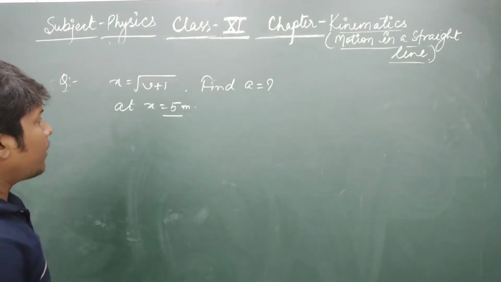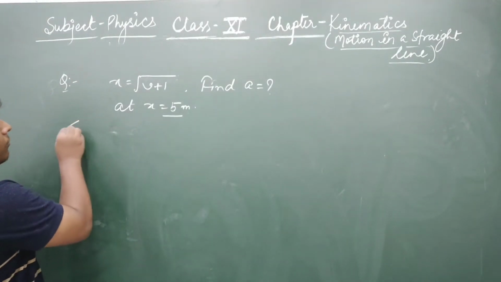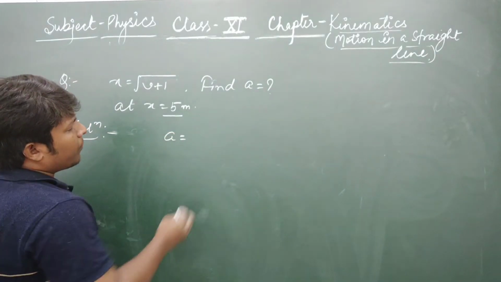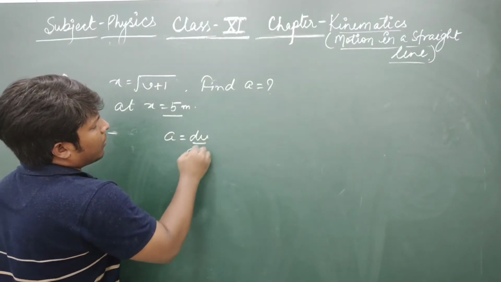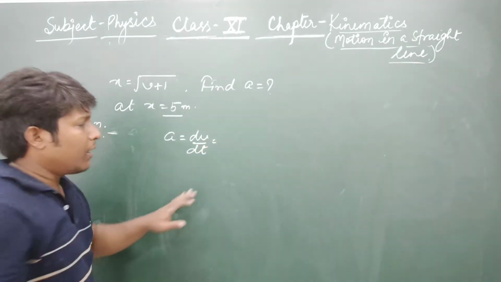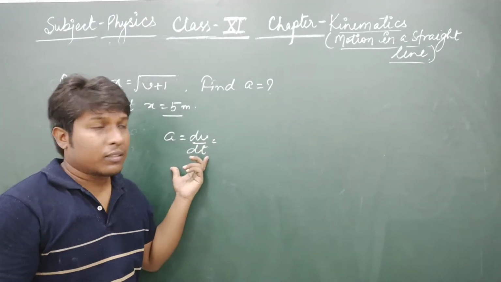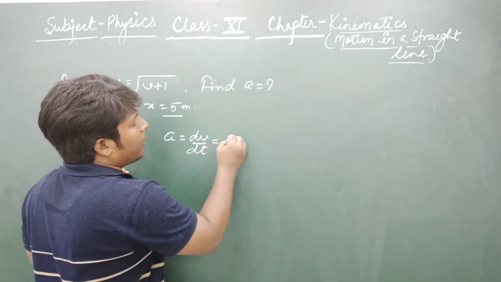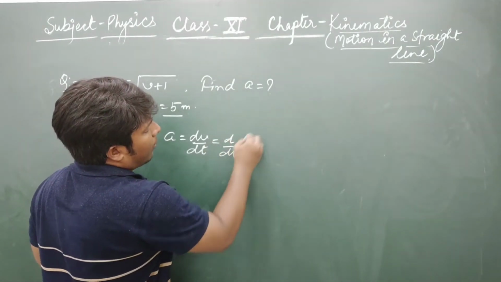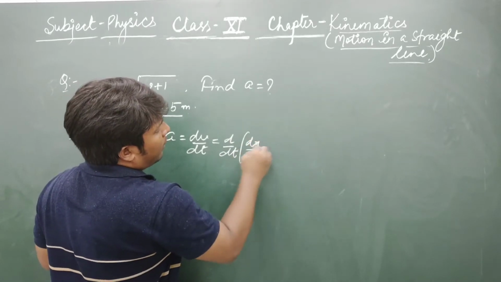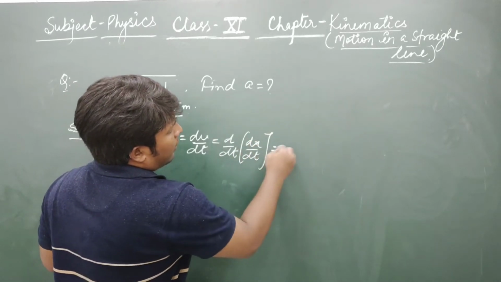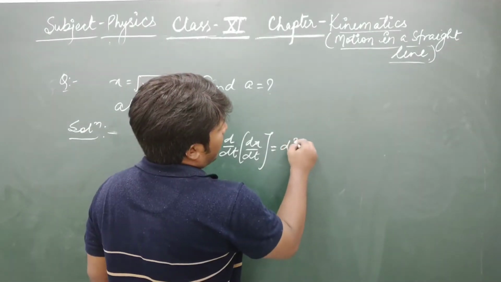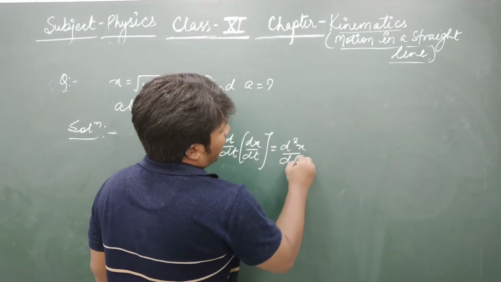Okay. Again, now as a solution, a is equal to what? dv by dt. But here the expression is in terms of displacement, so it will be double derivative, d by dt of dx by dt. So acceleration is a double derivative of the displacement, so it will be d square x by dt square.